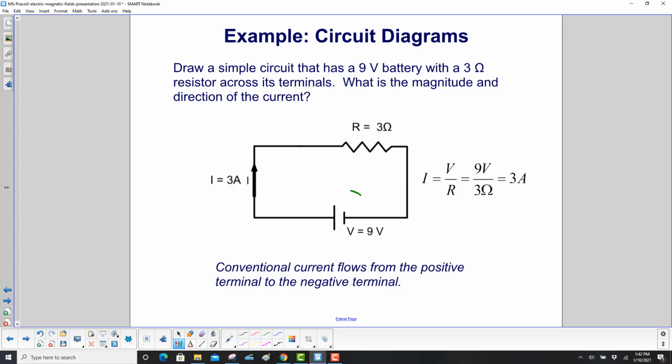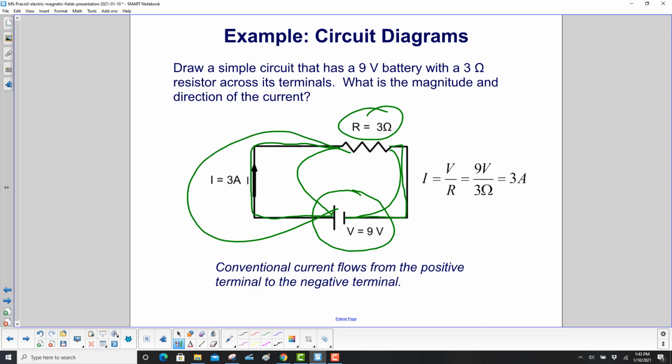So here we go. We'll start with the battery, label it V equals 9 volts. We connect it up with a copper wire to a resistor of 3 ohms, and then we have to come back. So we have a complete unbroken path. We also could have drawn it like this, or like this, but the rectangle looks a lot simpler. And again, that doesn't show you physically where they're located in your circuit.